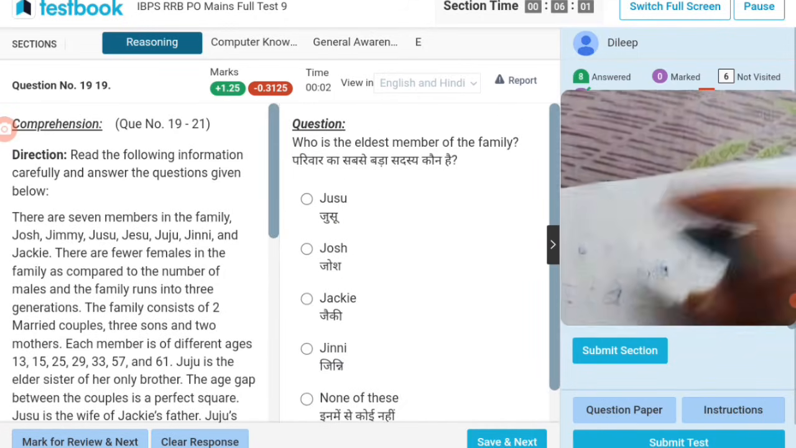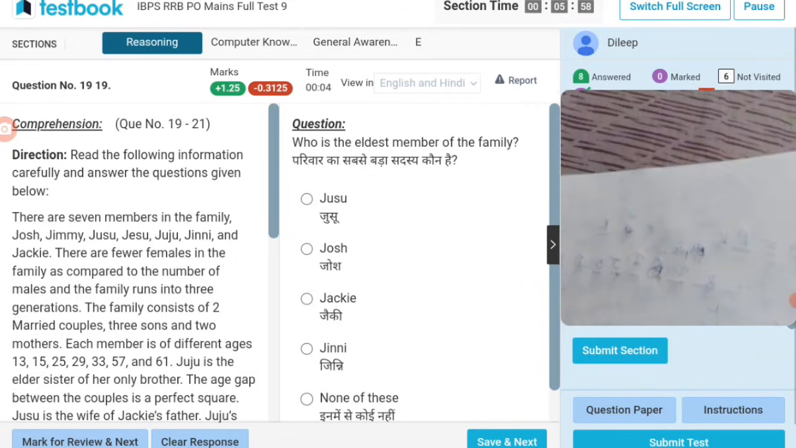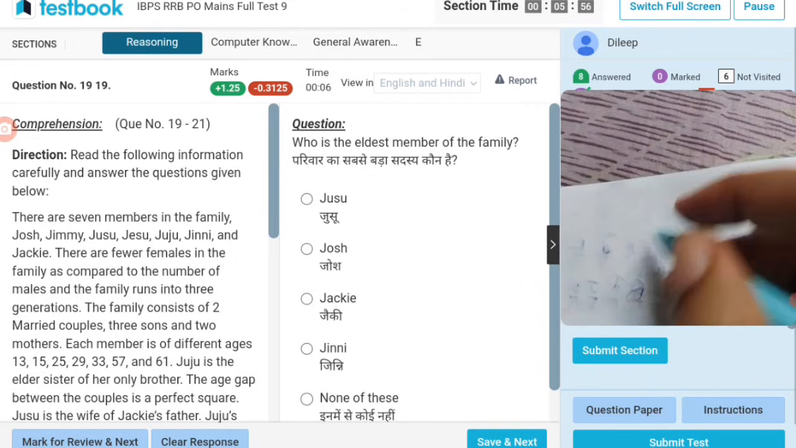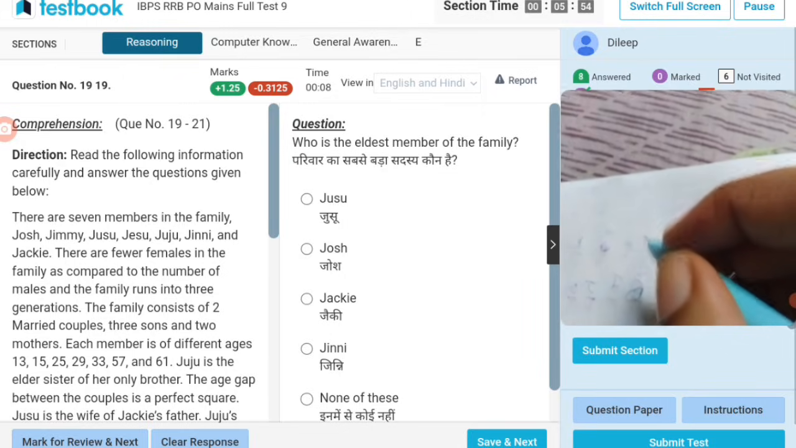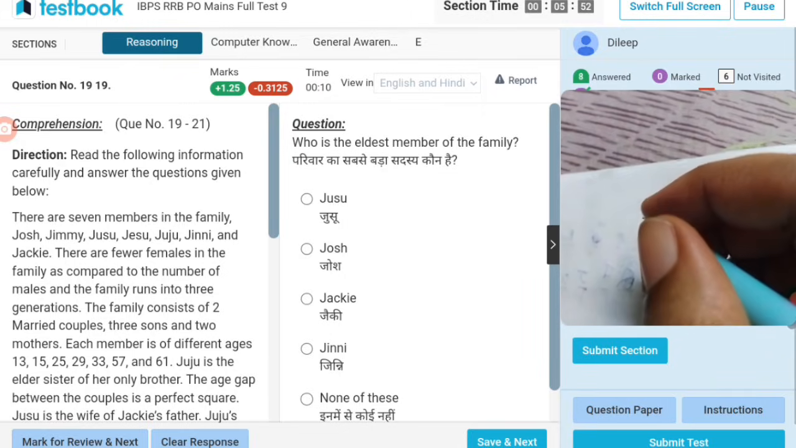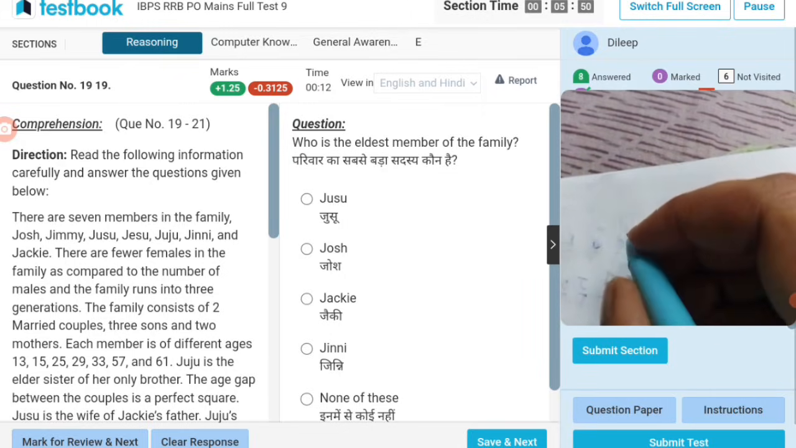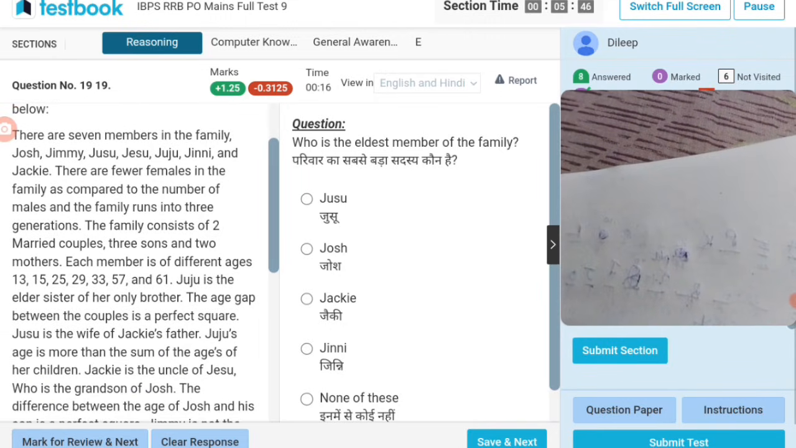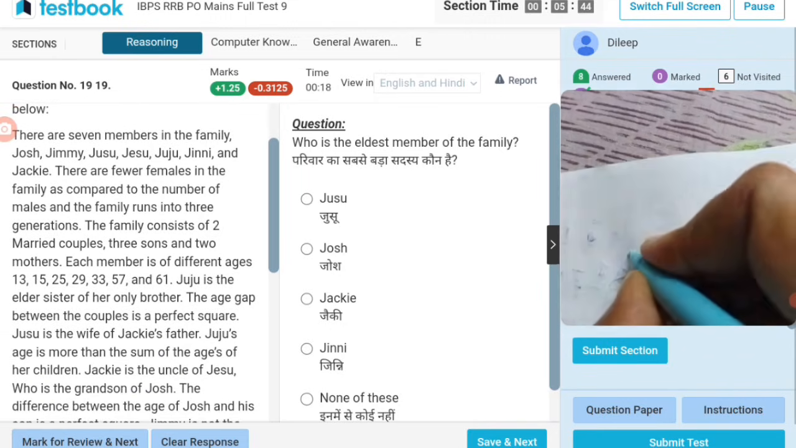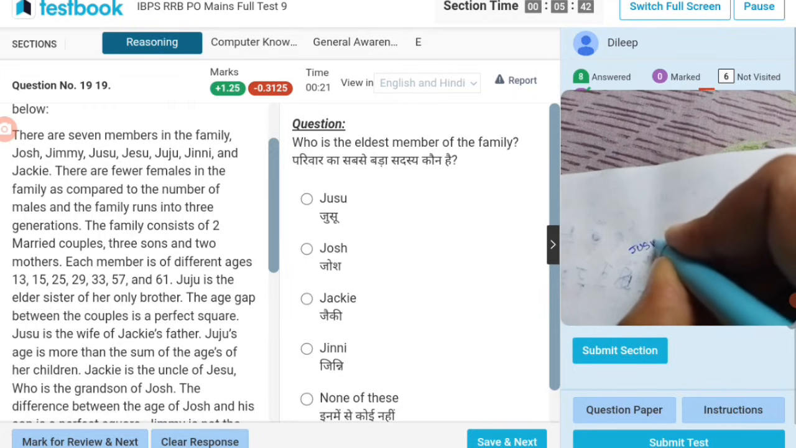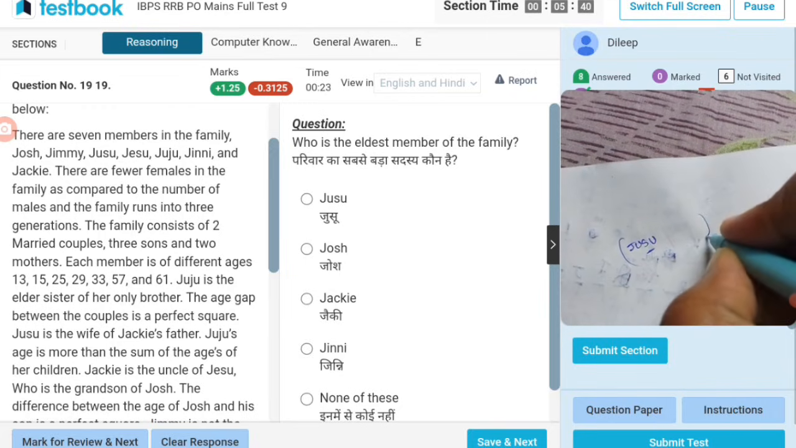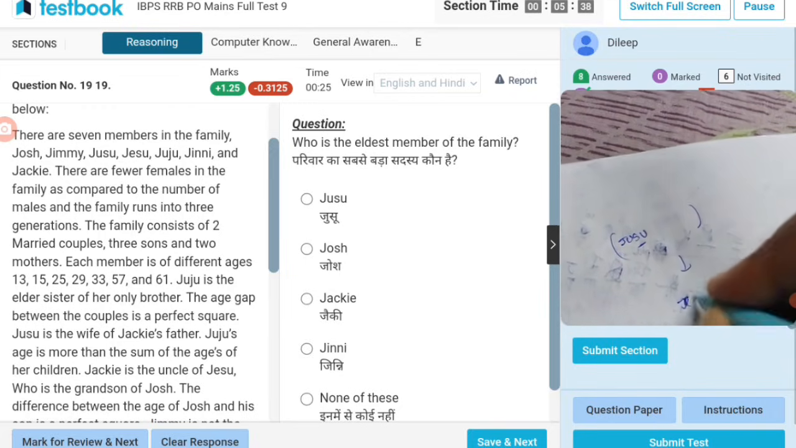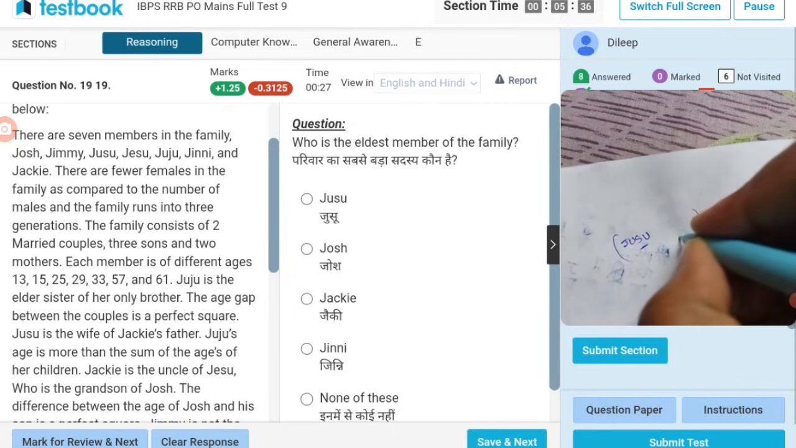So there are 7 members in a family. Fewer females compared to the males. 3 generations. So Juju is the elder sister of her only brother. The age gap between the couples is a perfect square. So Juju is wife of Jackie's father.